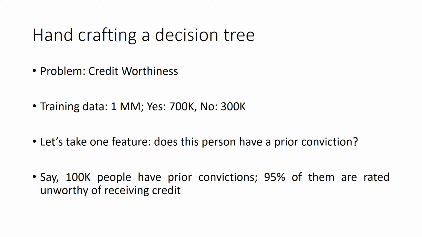So 100K people have had prior convictions, but here is the important thing: 95% of those people are rated as unworthy of receiving credit. So they are tagged as not worthy of receiving credit. That basically simplifies the problem, at least partly. We'll see how.